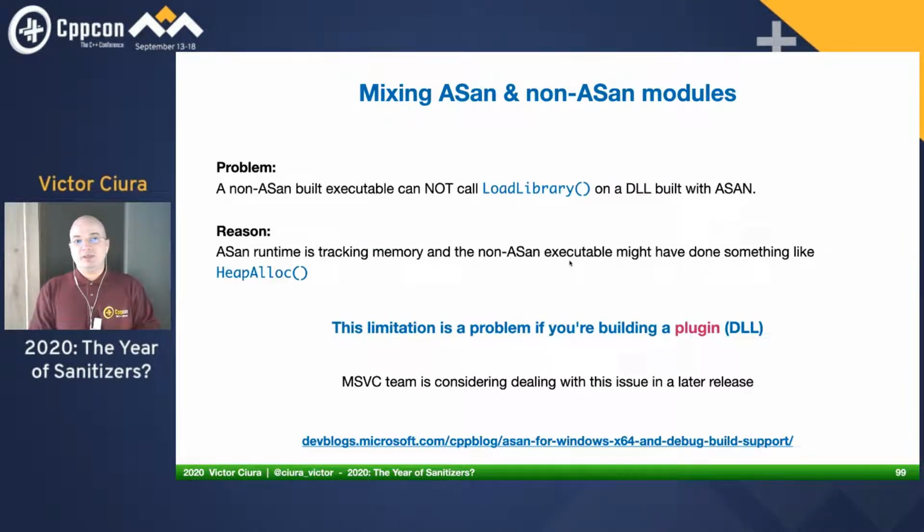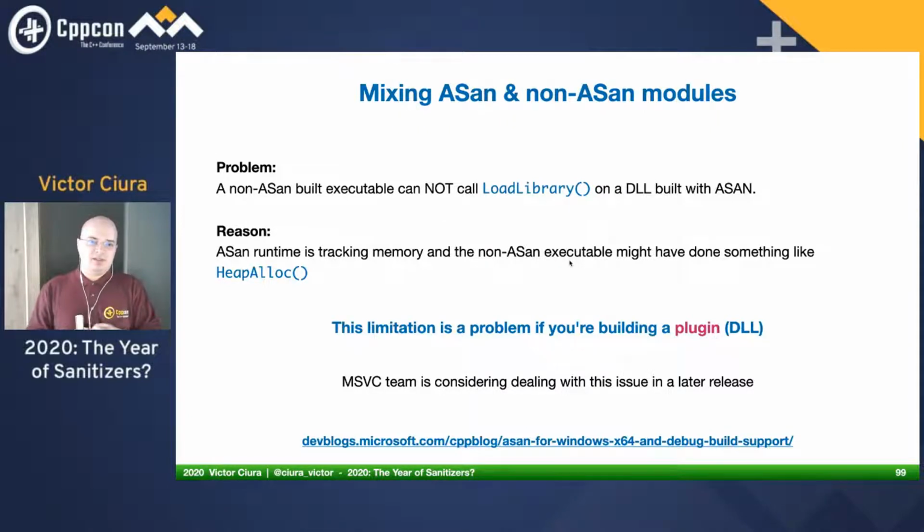A really significant issue, I would say, is mixing ASAN and non-ASAN models. I alluded to this earlier. If you have scenarios like, for example, you're building a plugin or a DLL that is loaded by an application that you don't have source code of, or you don't have control over, say you're building a plugin for a third-party application, then you might be in trouble, because non-ASAN built executables cannot call LoadLibrary on a DLL built with ASAN. So basically, you're a bit stuck here.